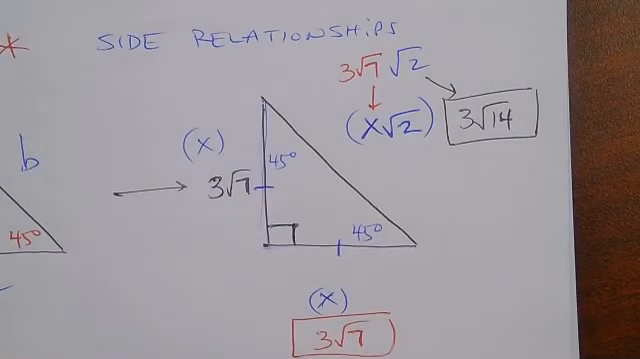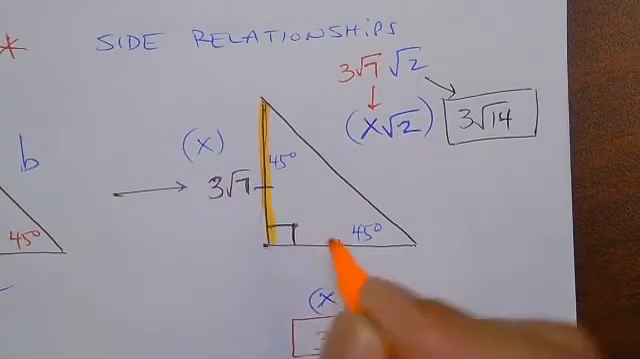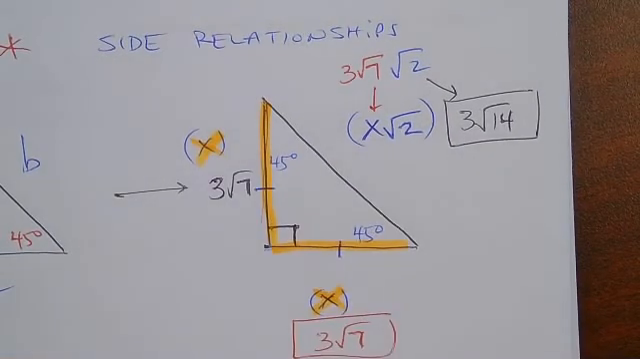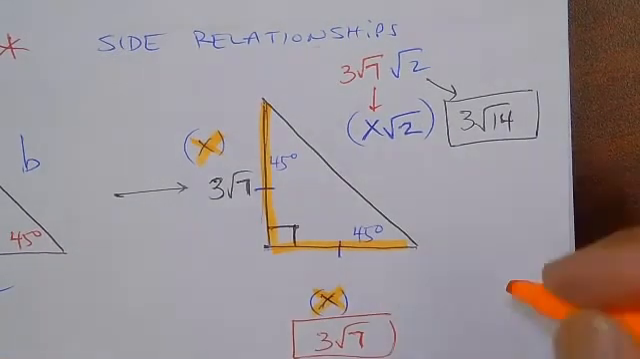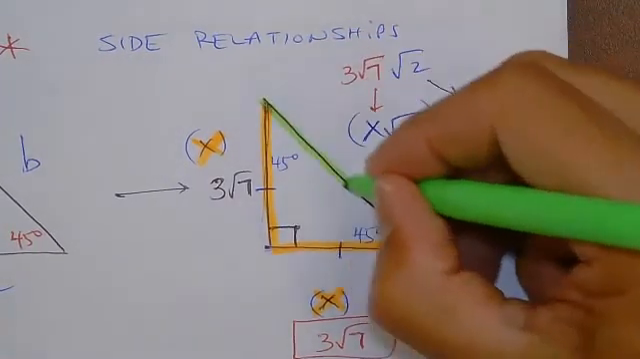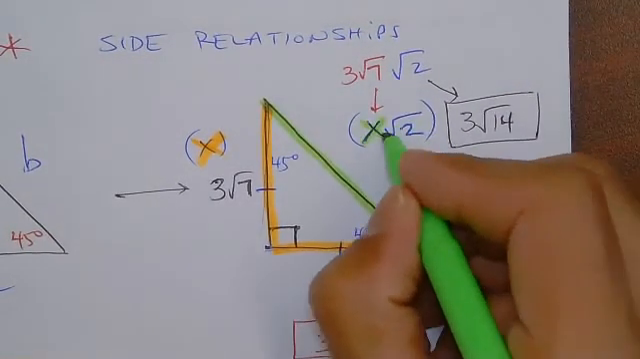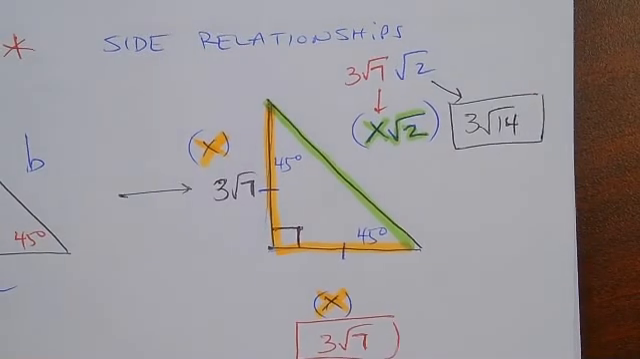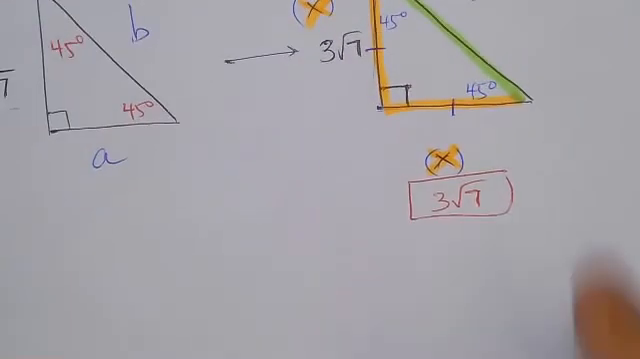So these are the side relationships. You have to know that the legs are going to be what? You always label them X and X. And what do you label the hypotenuse? The diagonal side, what do you label that? X root 2. Right? Because these are not going to be so easy like yesterday. Okay, let's look at another one.